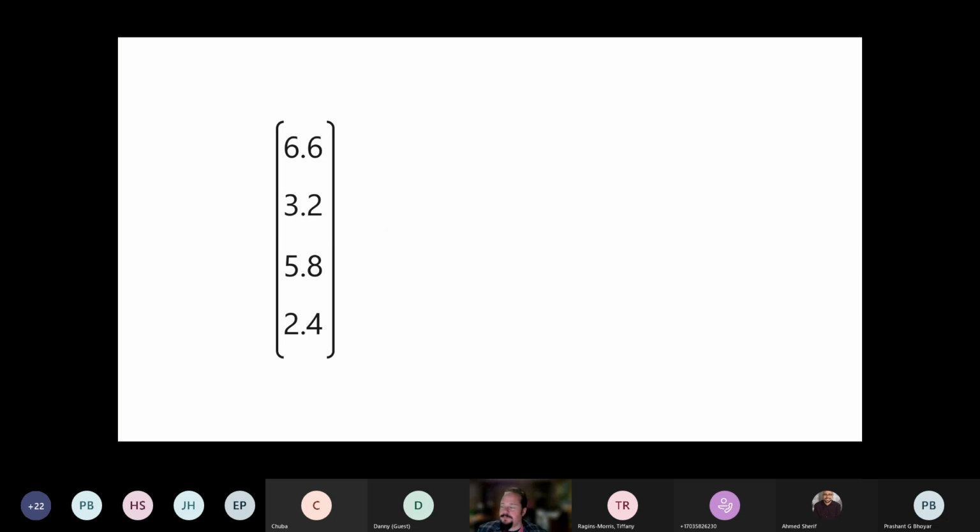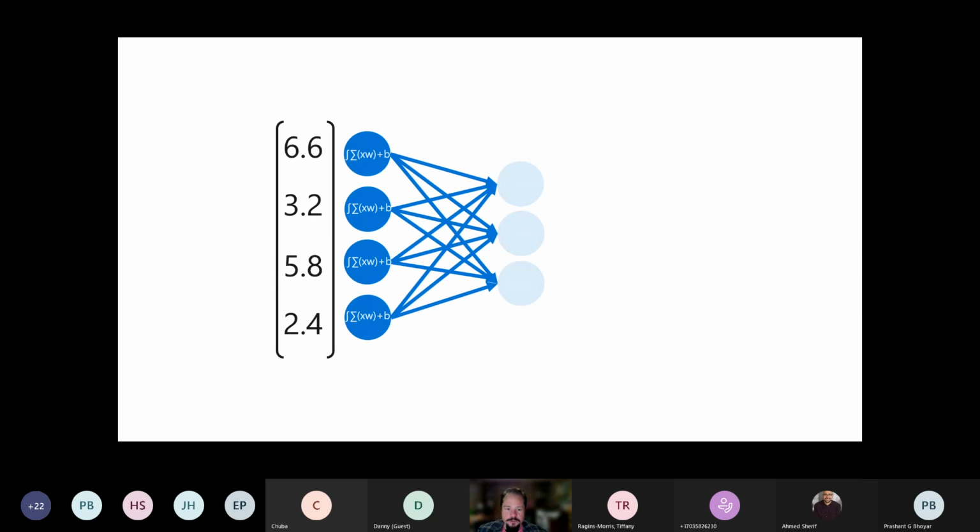So let's look at it again using some data here. Assuming you've got 6.6, 3.2, 5.8, and 2.4, it goes through its formulas and it says 0.3, 0.4, and 0.3. What I'm saying here is when I run one set of values, one iris, through the system, this is what it comes up with. I have a generic random bias, and I also have random weights because it hasn't learned anything.